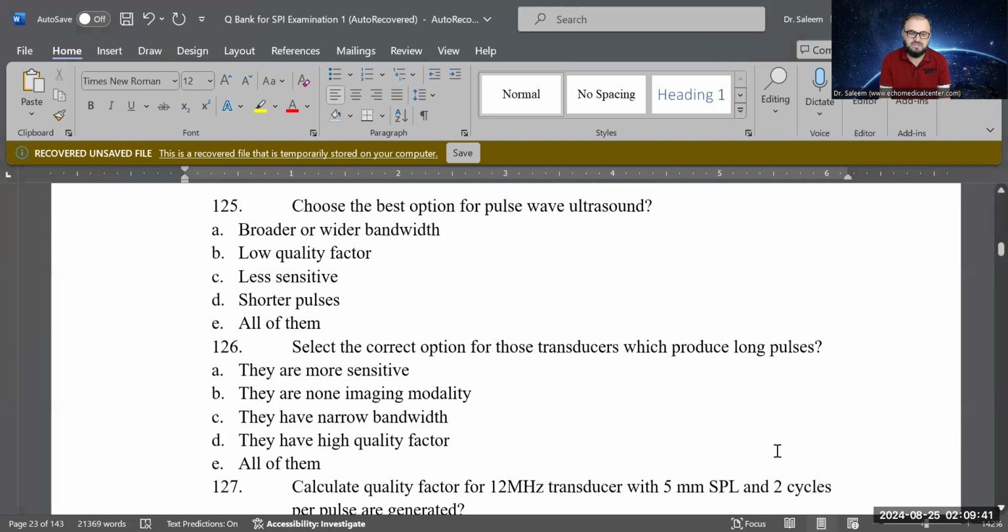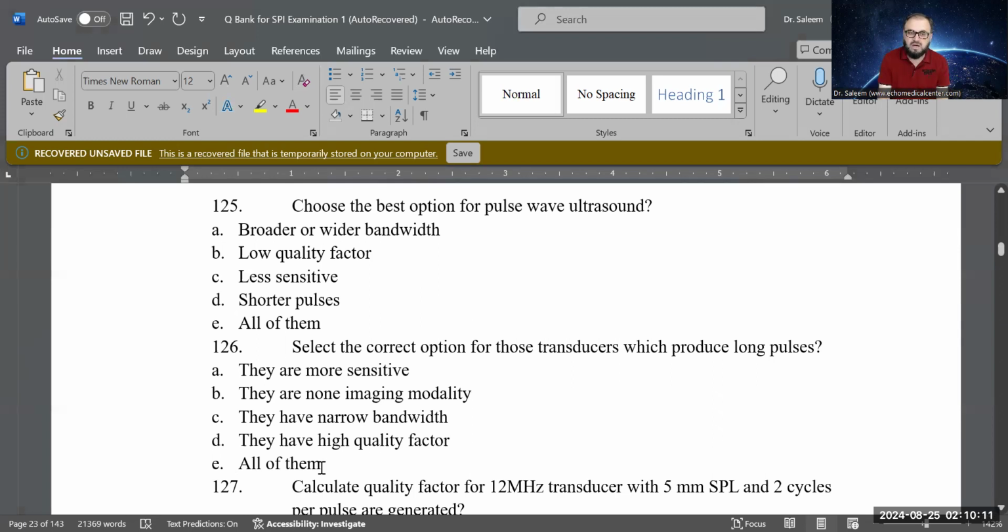Now let's do the next question. The next question is, select the correct option for those transducers which produce long pulses. Long pulses mean a lot of cycles in that pulse, like uncountable cycles in a pulse. What do you think? They are more sensitive. They are non-imaging modality. They have narrow bandwidth. They have high quality factor. All of the above. What do you think? Which one is the correct answer?